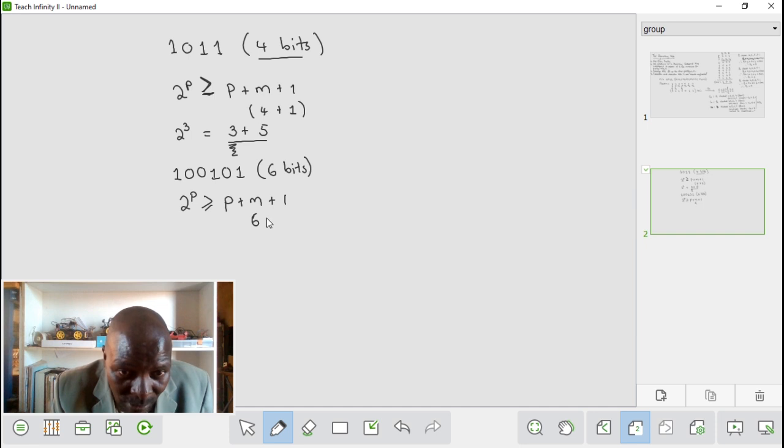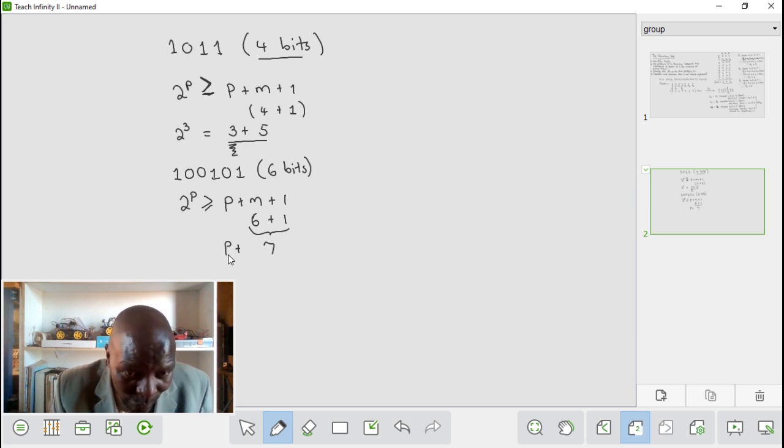6 plus 1, which is a total of 7. Okay, so we need 2 to the power of p to be greater than what? p plus 7. So obviously it's not 1, obviously it's not 2. We tried 3, we saw how it works. Let's put 3, this will be 10 here. 10 is greater than 8, so that won't work.